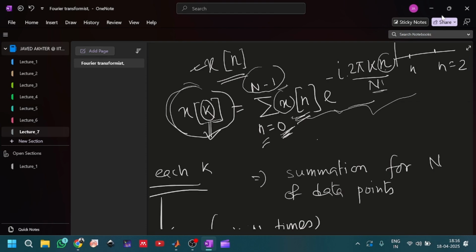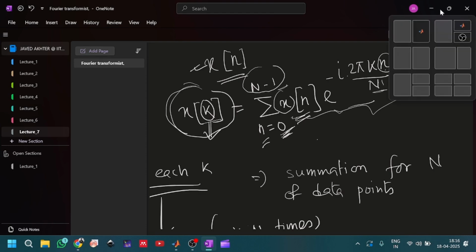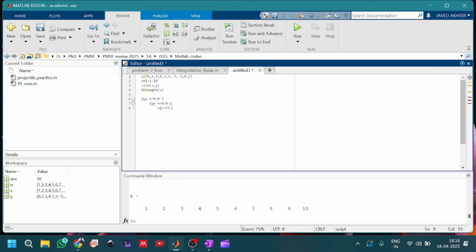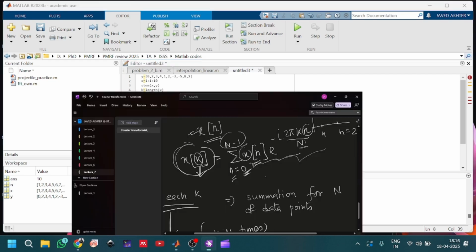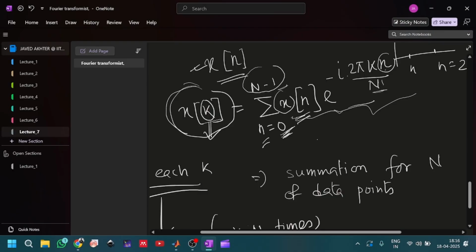Then you have to multiply it with the exponential. So how will you do it? So you have to write multiplied. Each element will be multiplied with exponential of minus 1 j. It has this j function inbuilt. Then you can multiply it with 2, multiply with pi, multiply with k, multiply with n, and you will divide this thing with the capital N.